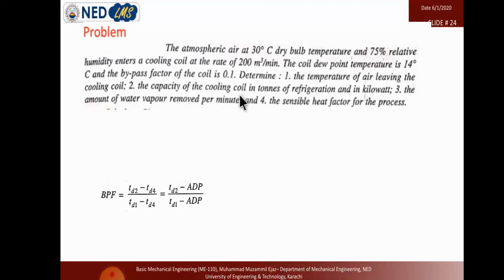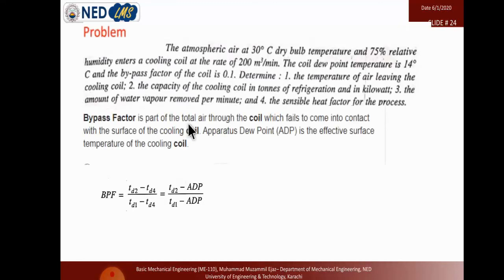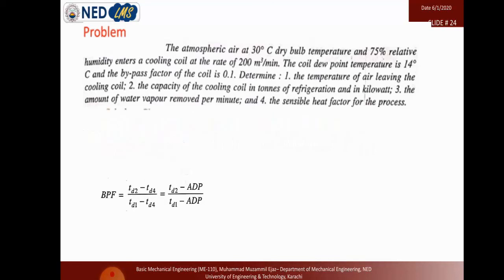Anyway, in this numerical you come across one new parameter, that is BF, the bypass factor of a cooling coil. Basically, it is the part of the total air through the coil which fails to come into contact with the surface of the cooling coil. Apparatus dew point, ADP, is the effective surface temperature of a cooling coil. Let me explain the formula with a soft diagram.